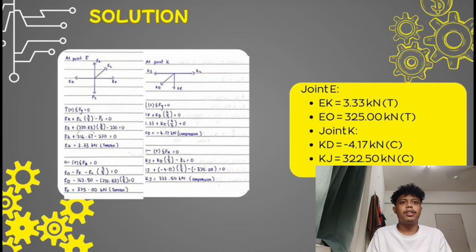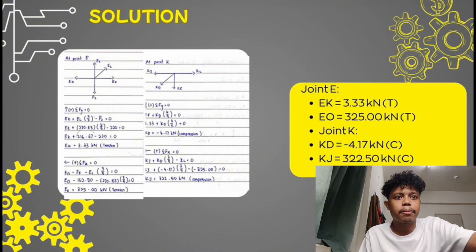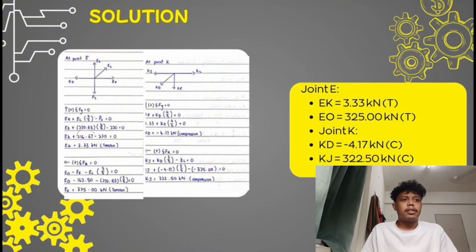And the next at point K, downward positive, Fy equals 0: Ke plus Kd times 4/5 equals 0, and 3.33 plus Kd times 4/5 equals 0. And the final answer for Kd is equal to negative 4.17 kN, which means it is compression.